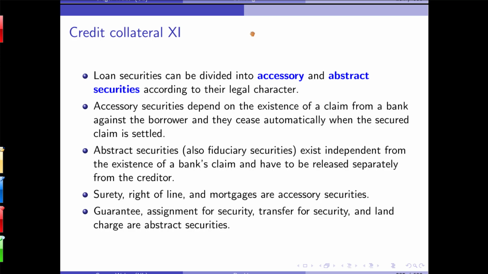The Hypothek, the mortgage, is an accessory security. The Grundschuld or land charge is an abstract one. It's not related to one particular loan, but it can be used in different loans. That's the difference. So surety, right of lien, mortgages, those are accessory ones, and guarantee, assignment for security, transfer for security, land charge, those are abstract ones. Same, not just related to real estate, same thing also with the promise to pay someone's debt. It can also be accessory, that you guarantee to pay back this particular loan, or you guarantee to pay this person's debts, could be from this loan or another loan. That's an abstract one.